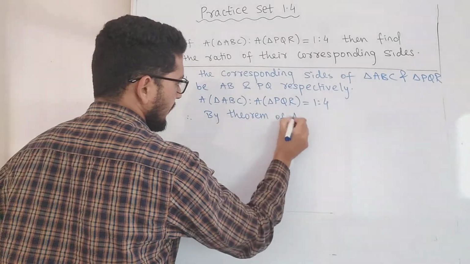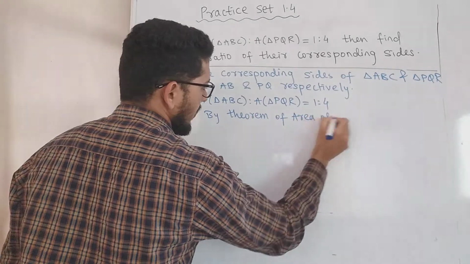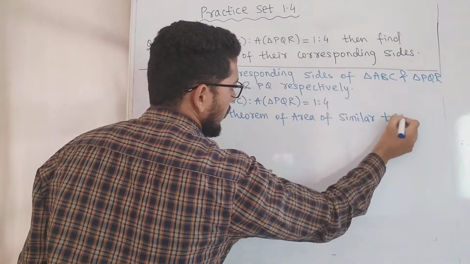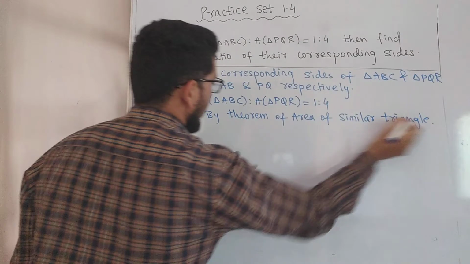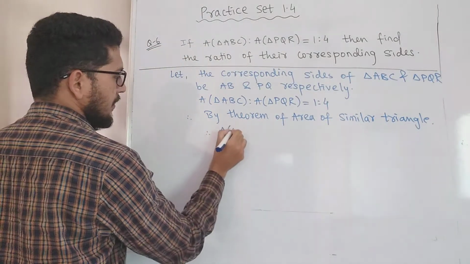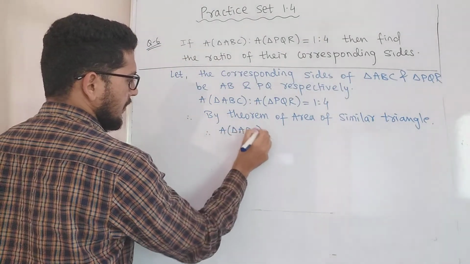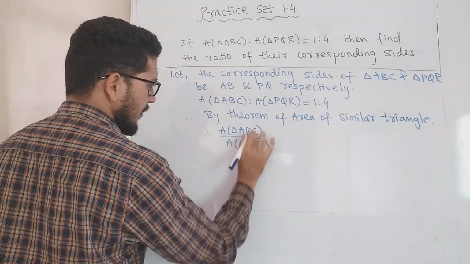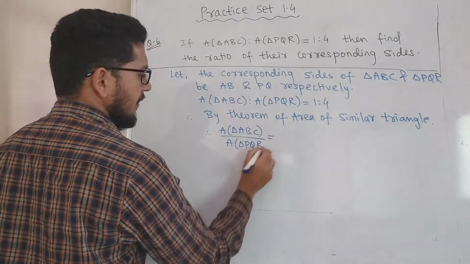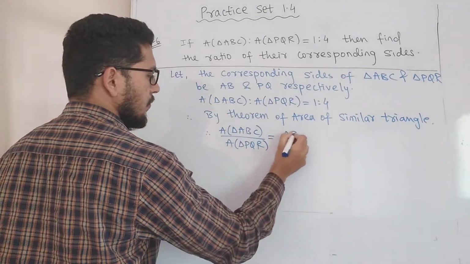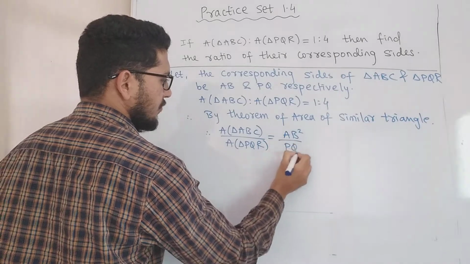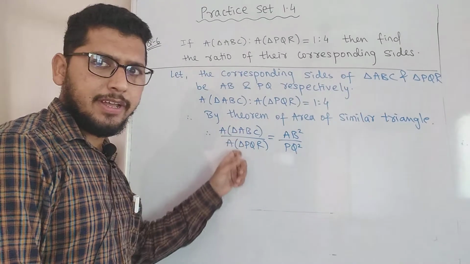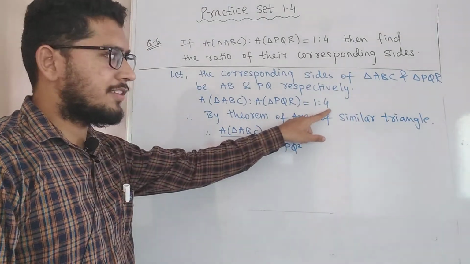area of similar triangle, what you can write, therefore area of triangle ABC upon area of triangle PQR is equal to, okay, then we have to write their sides, AB square upon PQ square, their corresponding sides. Yes or no? After that, we already know this value, area of triangle ABC upon PQR is 1:4.